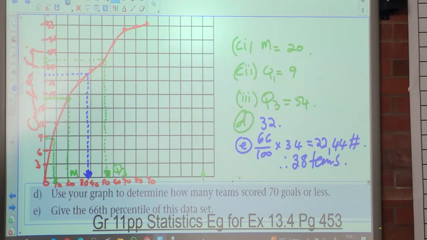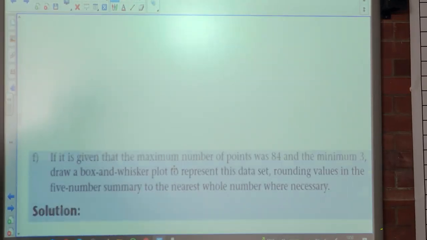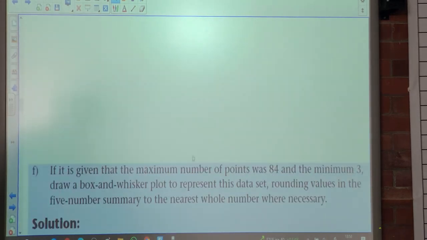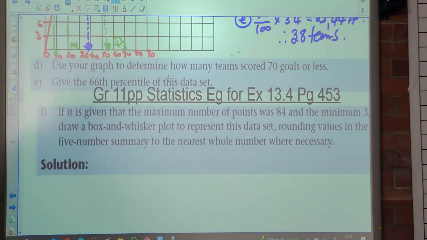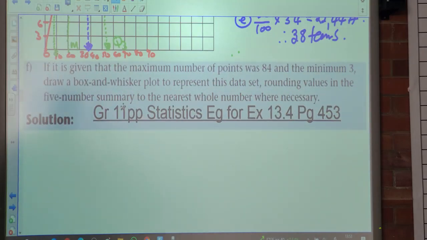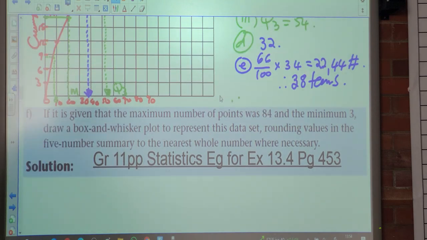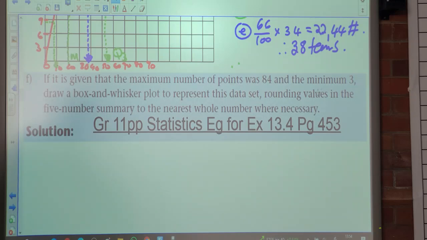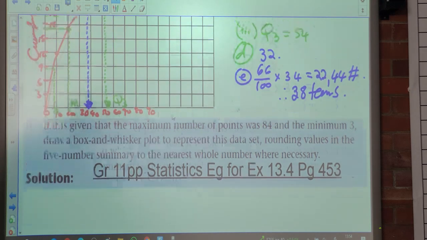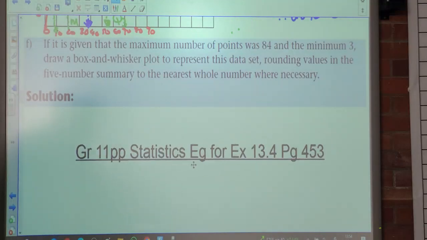Alright. It's always nice to see what they got, but they are now using better apparatus, what do you call that stuff? But anyway, it's given that the maximum number of points is 84, and the minimum is 3. Draw a box and whisker plot to represent this data, rounding the five number summary values to the nearest whole number. Okay, so the five number summary.